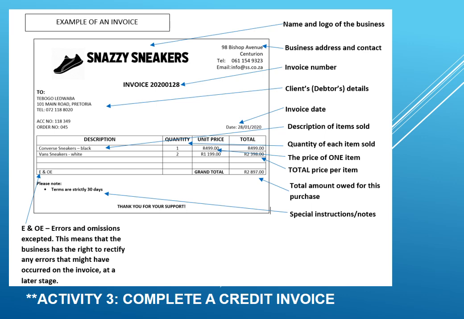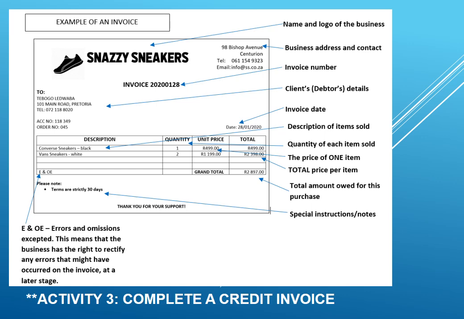Then obviously, because we are not selling for cash and we're selling to somebody who's going to owe this money to us, the debtor, it is very important to capture and have the client's details displaying clearly on the invoice. Here we can see we sold these items to Tebogo Letwaba. There's his physical address, telephone number.